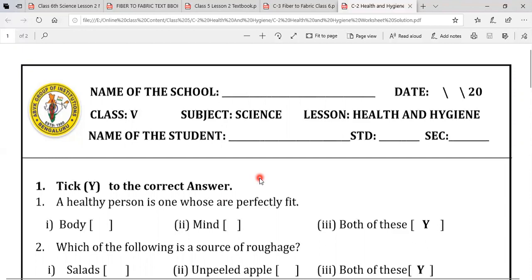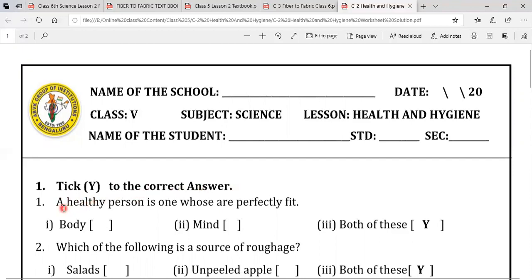Good afternoon, students. In this class, we are going to study solutions of the second lesson, that is health and hygiene. So I'm going to explain the worksheet answers of the lesson health and hygiene. The first main: tick the correct answer.